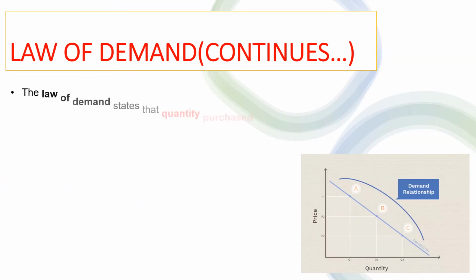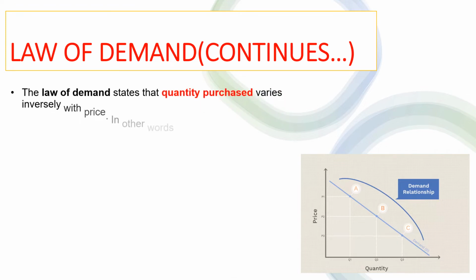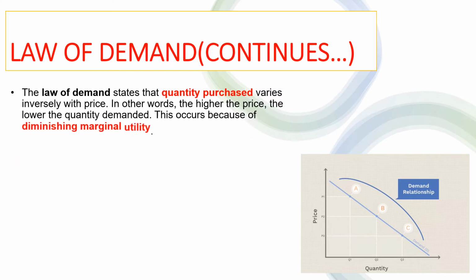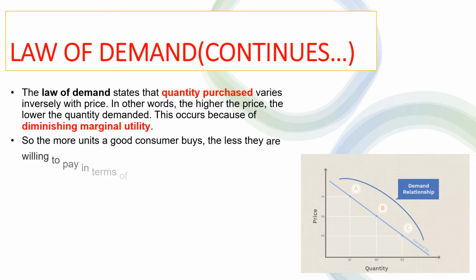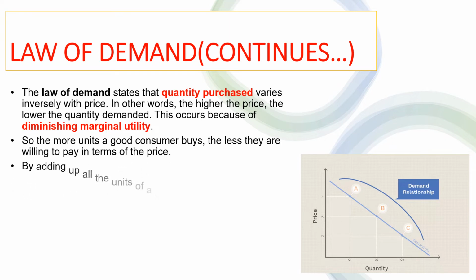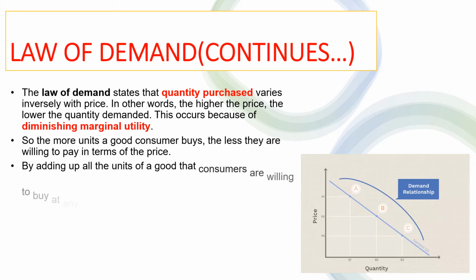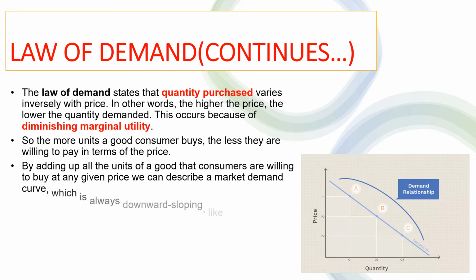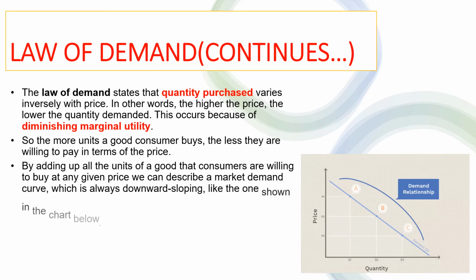The law of demand states that quantity purchased varies inversely with price. In other words, the higher the price, the lower the quantity demanded. This occurs because of diminishing marginal utility. So, the more units of a good a consumer buys, the less they are willing to pay in terms of price. By adding up all the units of a good that consumers are willing to buy at any given price, we can describe a market demand curve, which is always downward sloping, like the one shown in the chart below.